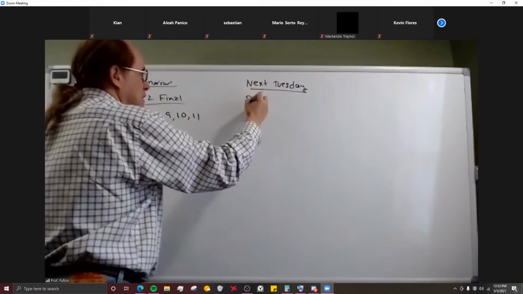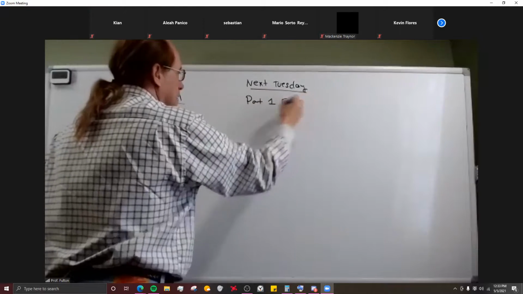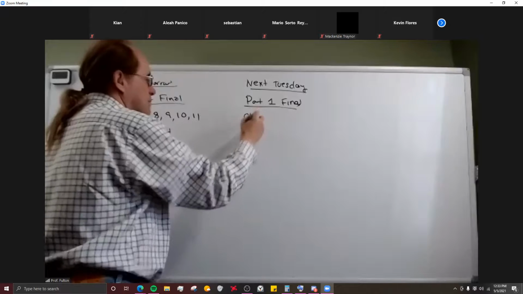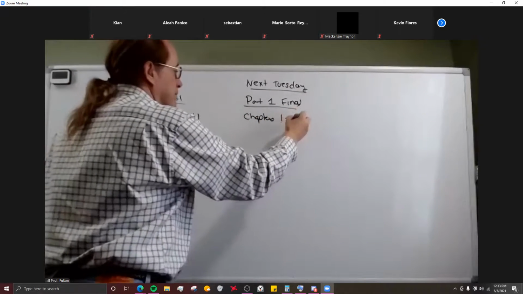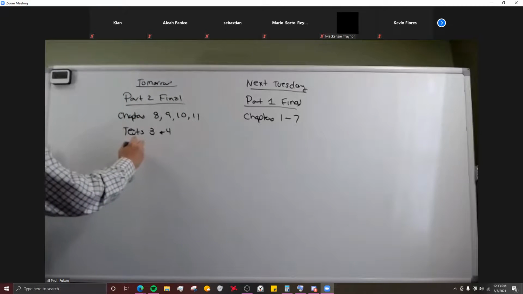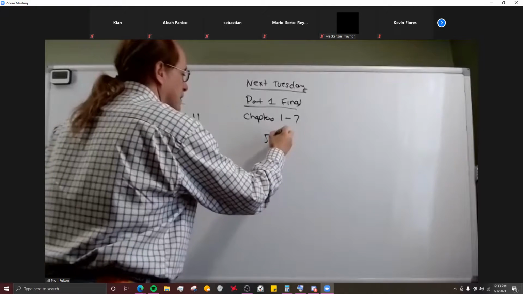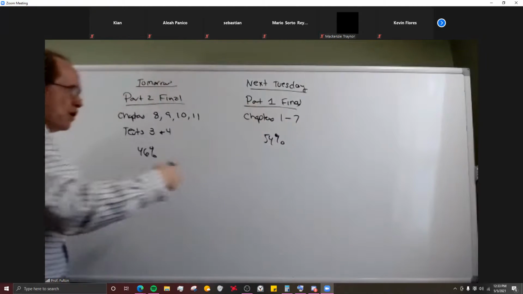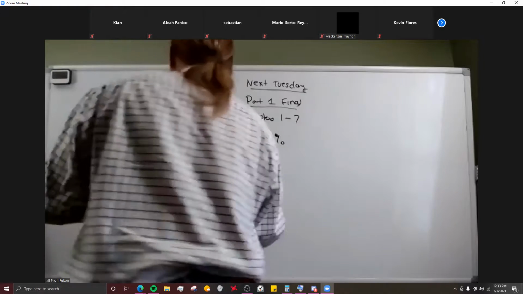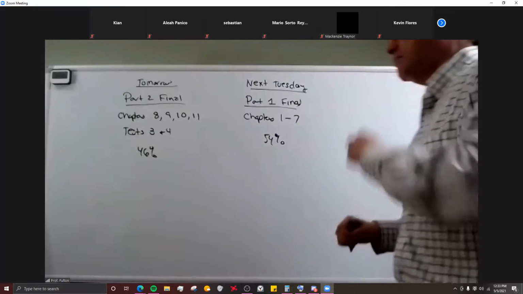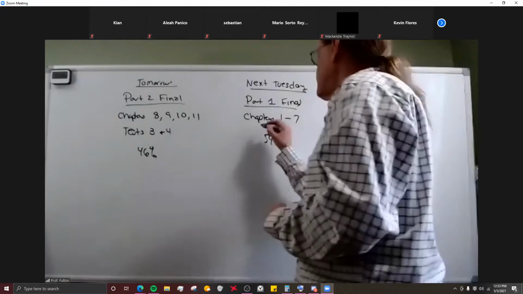Then we have our part 1 of the final. And for this, it's chapters 1 through 7. And like I said, this is like 46%, and this is like 54%. There's actually a little bit more in there, so that's why this is 4 chapters and that's 7 chapters. But some of this stuff in here is very meaty, and there's a lot of stuff in there. And again, this is test 1 and 2.